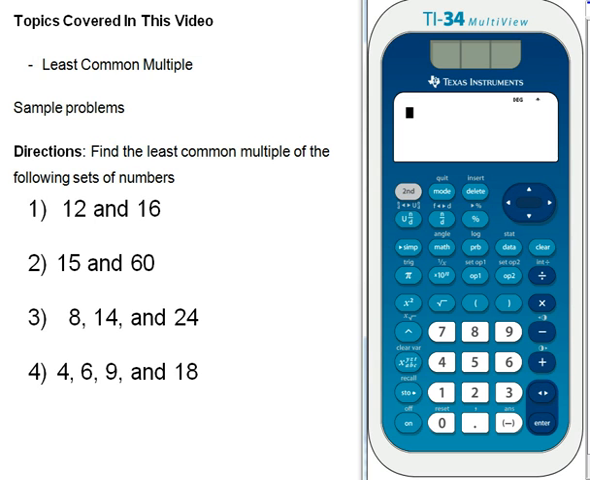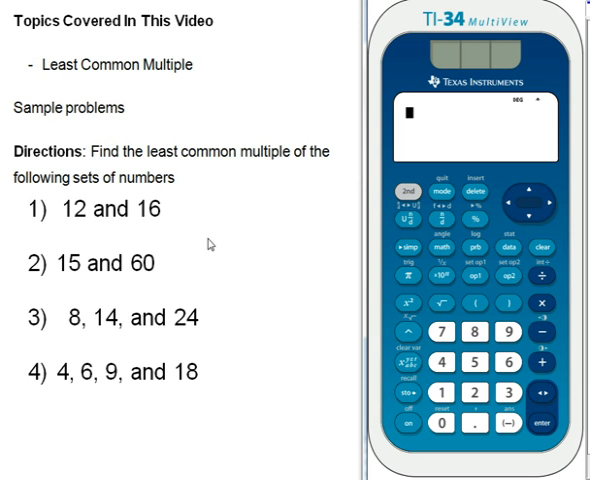In this video, we want to look at how to find the least common multiple using our TI-34 multi-view calculator. This can be helpful in a number of ways, but one of the most important is that the least common multiple is also the lowest common denominator. If you have 2 or 3 fractions and you want to find the lowest common denominator, it's really just the least common multiple of all your denominators.